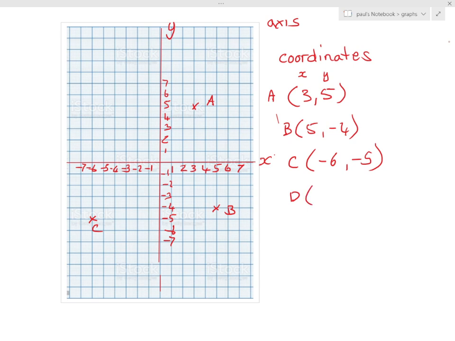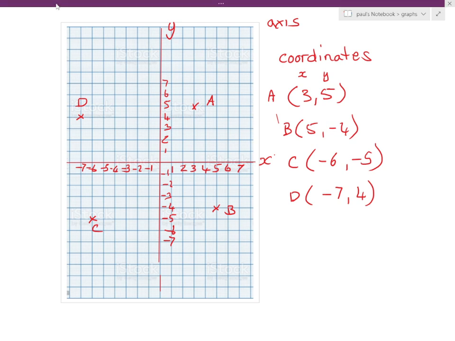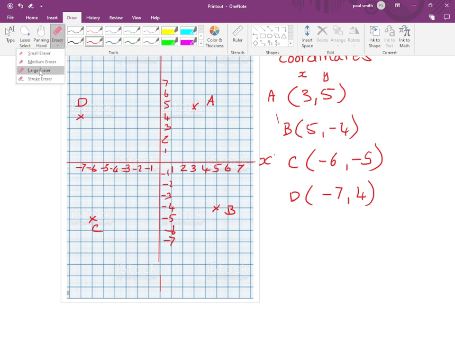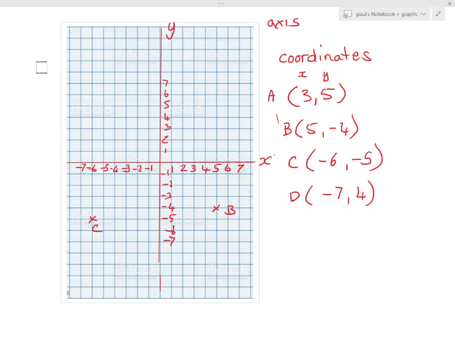So minus 6 and then down to minus 5 is going to be point C, and point D is we're going to do minus 7 and plus 4. So minus 7 there and plus 4, and there we have point D. Okay, so that's coordinates. Right, I'll rub that out because I need to draw something else. I don't want to keep doing too many of these.